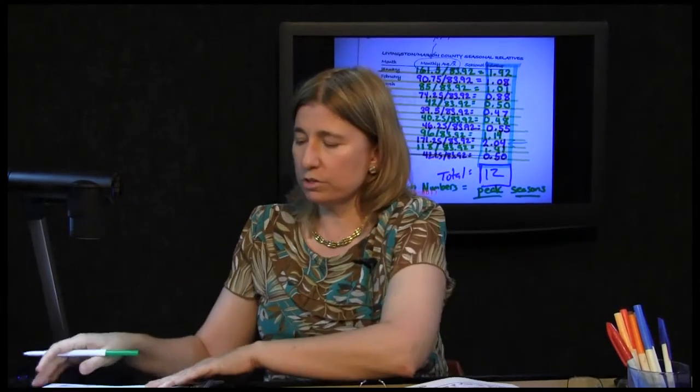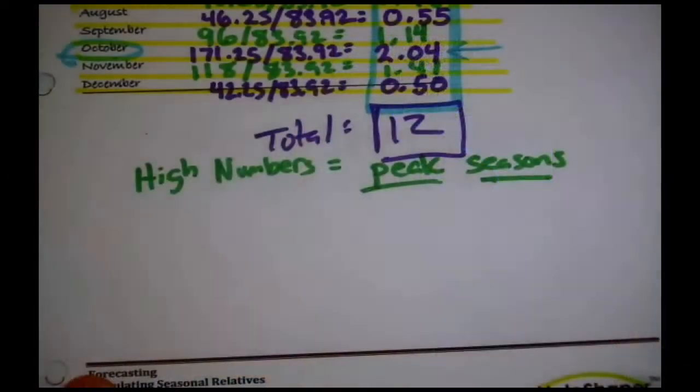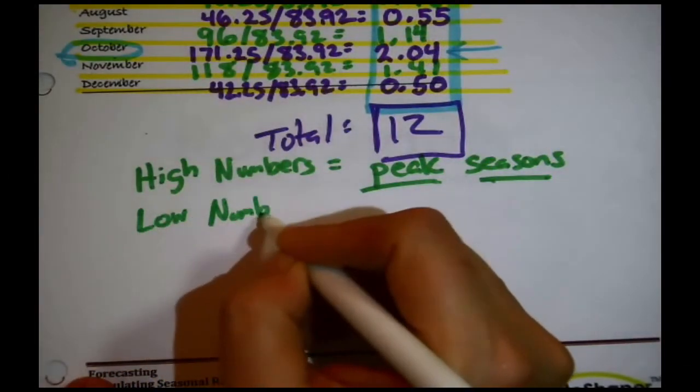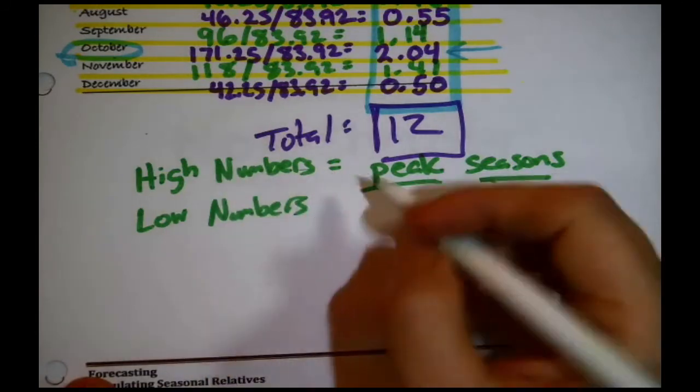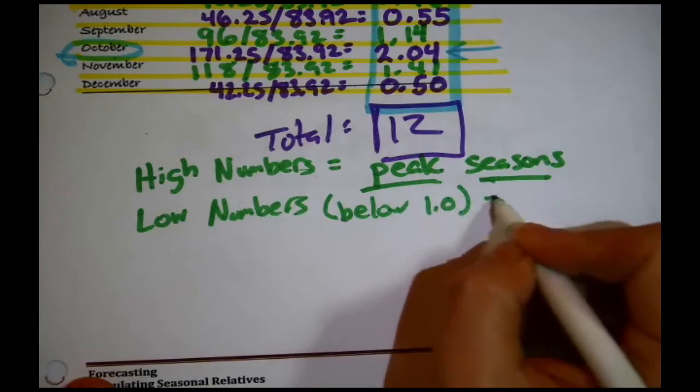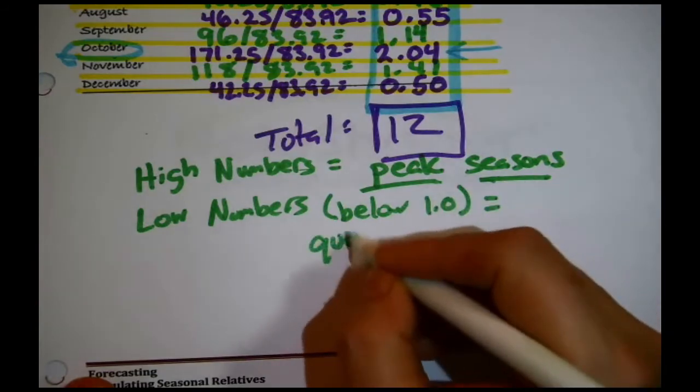How do I know that? Because I'm looking at the relative, and those are the two highest numbers. Seasonal relatives whose values are substantially above 1 are indicating distinctly peak seasons. Now, there's something else that you can read from this. It has to do with low numbers. High numbers above 1.0, low numbers, like say below 1.0, equals quiet, low seasons.